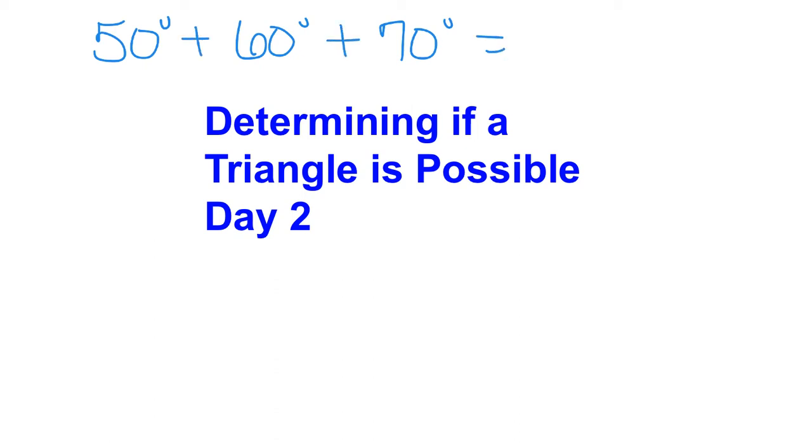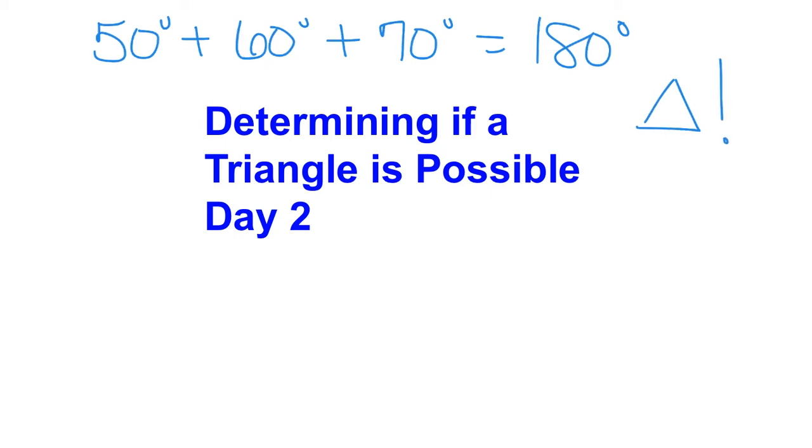And this is something to know because here's a question that I'm going to ask you in the future and throughout this lesson. I'm going to give you three angles: a 50-degree, a 60-degree, and a 70-degree angle. Now, my question is, can these three angles make a triangle? Well, to test that, we're going to add them together. And 50 plus 60 is 110, plus 70 is 180 degrees. So yes, I can make a triangle.